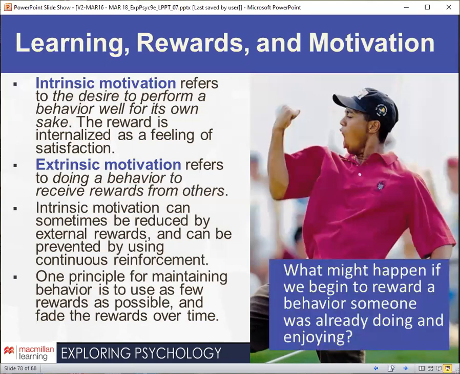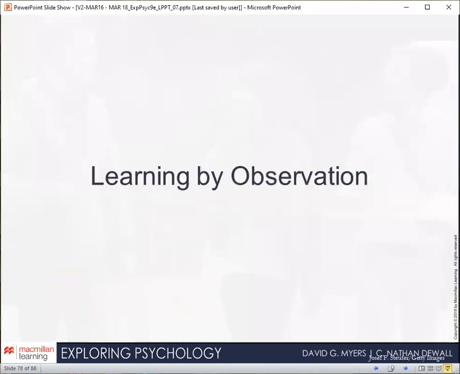So what might happen if we begin to reward a behavior someone was already doing and enjoying? The behavior will not be seen as enjoyable. It can be somewhat of a problem that occurs. So we see now that when we're learning from a cognitive perspective, there's lots more going on that we may have to take into account when we're talking about learning or teaching, and that includes things like intrinsic and extrinsic motivation as well.